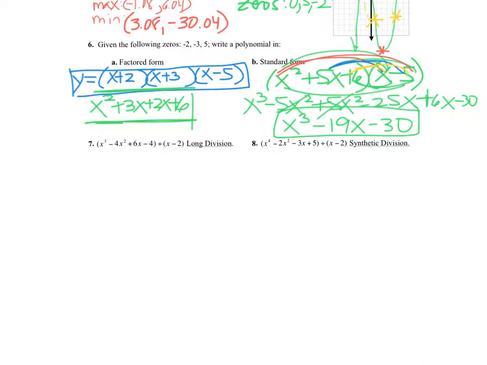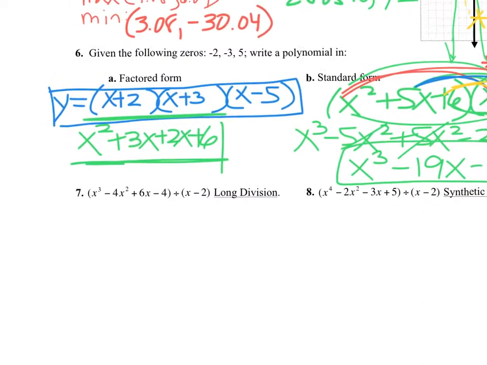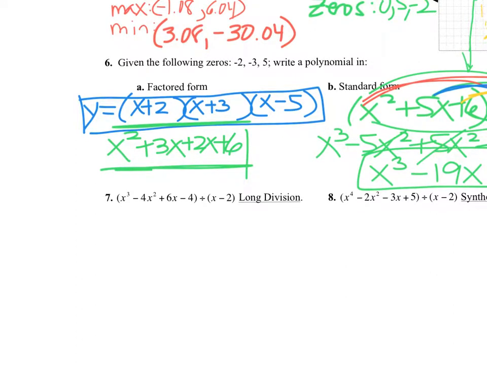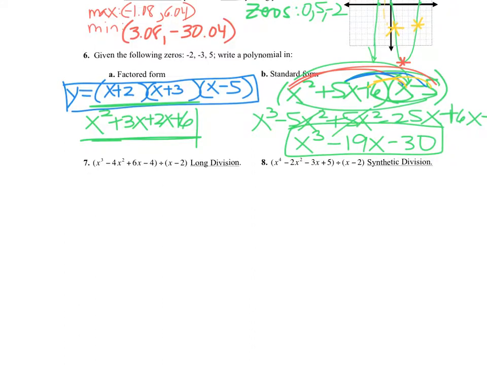Okay. The factored form, that's the answer. Yes, the factored form, that's the answer. The blue is the answer to part A. So for the factored form, you just have to order that first one. Factored form you leave as factors, just like this, just the blue. All the green is standard form.